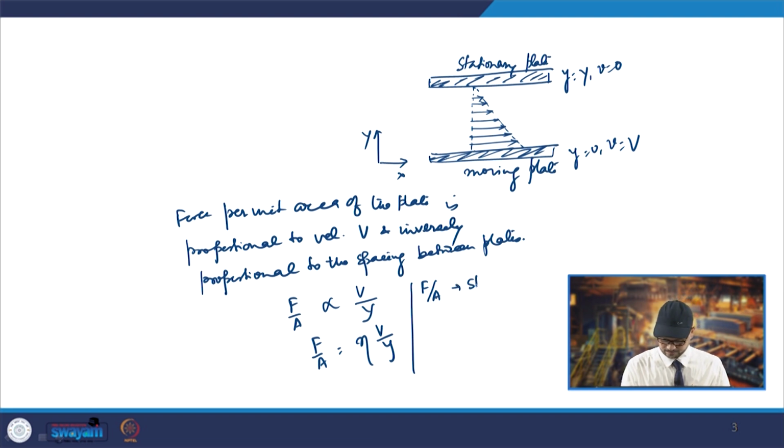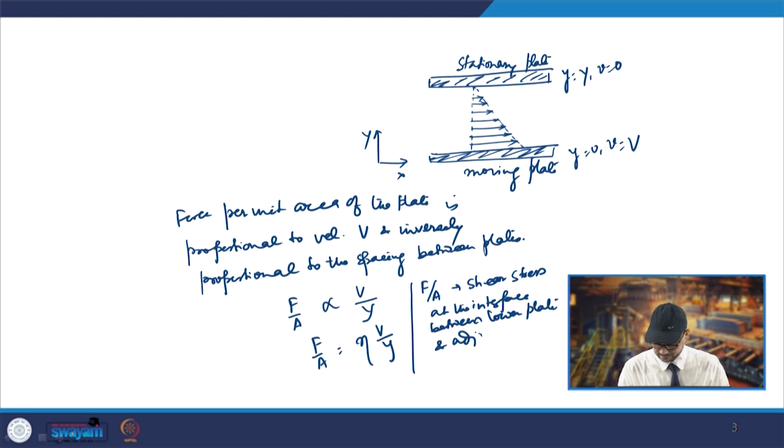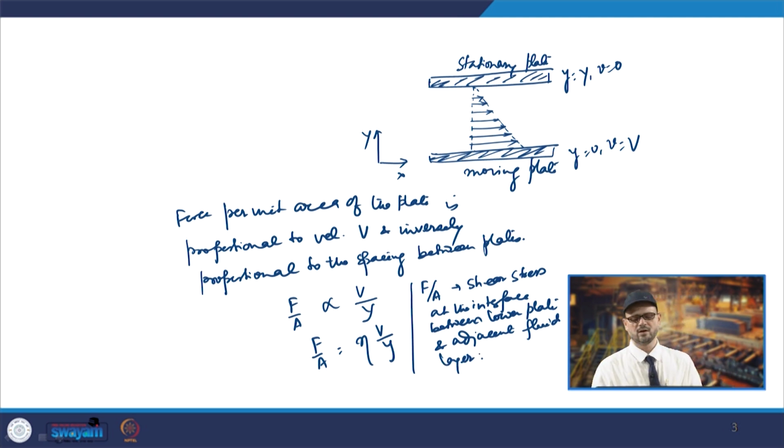So, this is known as the shear stress that will be at the interface between the lower plate and the adjacent fluid layer.